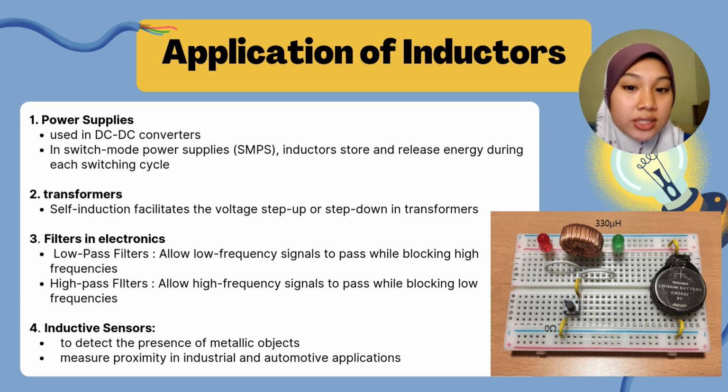The third one is the filters in electronics. The first one is the low pass filters. This allows low frequency signals to pass while blocking high frequencies. The next one is the high pass filters. This allows high frequency signals to pass while blocking low frequencies. And the last one is inductive sensors. This detects the presence of metallic objects. It also measures proximity in industrial and automotive applications.